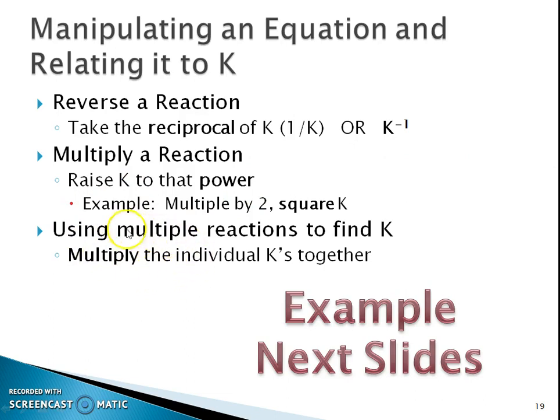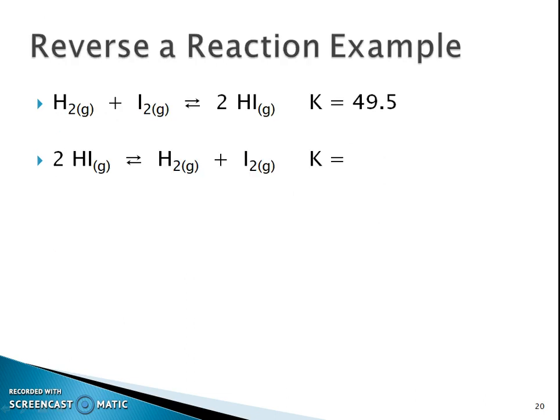And just like delta H, when we talked about Hess's law and adding up all those values, in this case, we're not really adding the Ks together. We're going to multiply them together. So let's look at some examples here.